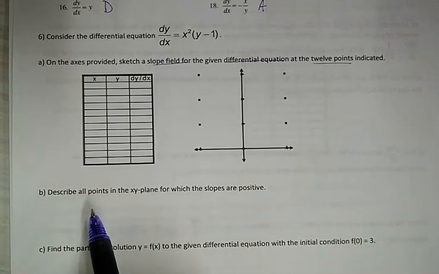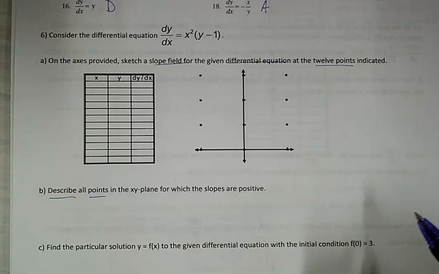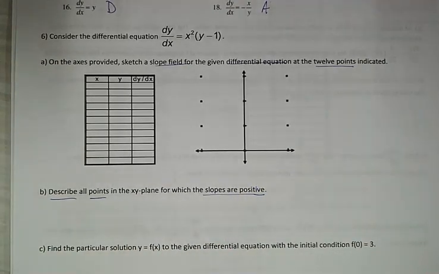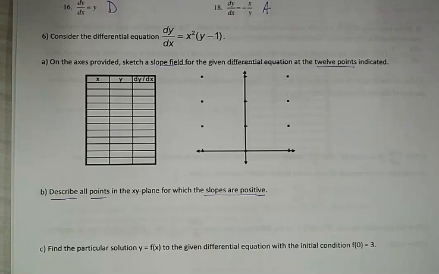Okay, then we move on to part B, and it says describe the points in the plane for which the slopes are positive. So in a problem like that, we need to know what's happening with the x's, what's happening with the y's, and describe those two situations for when the slopes are positive. I don't want a dissertation. I would love for you to use your mathematical notation. So when this is talking about describing, then I'm looking at what are conditions for x and y that are going to make this be true.